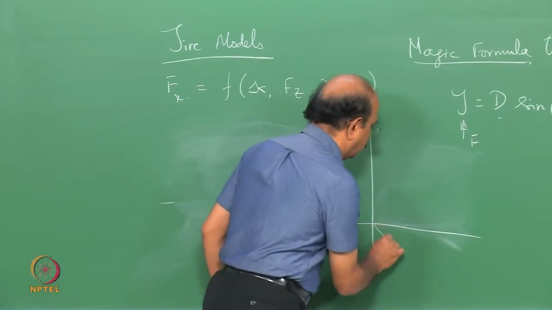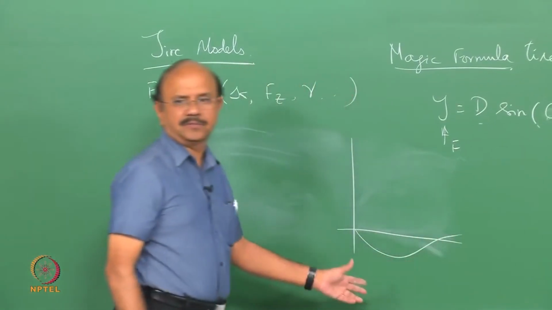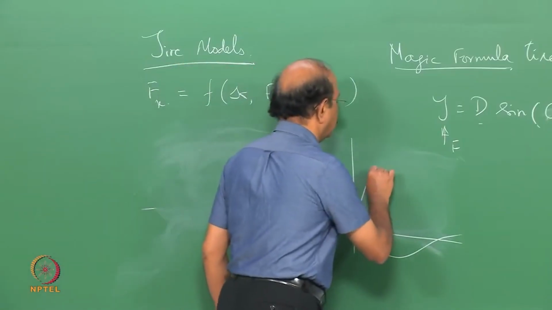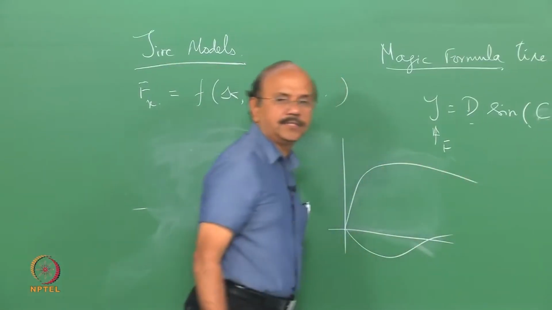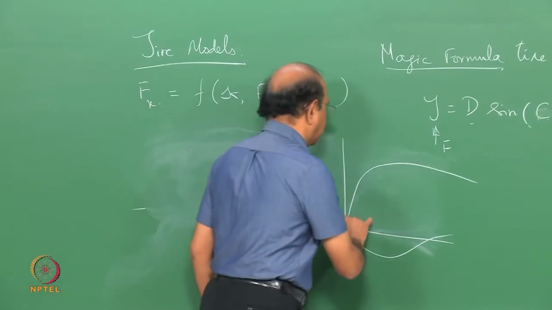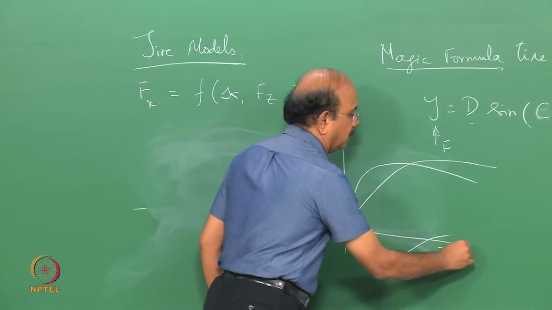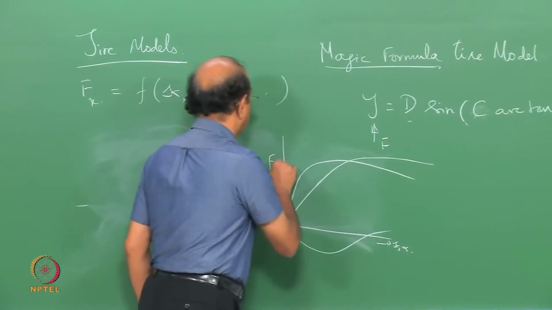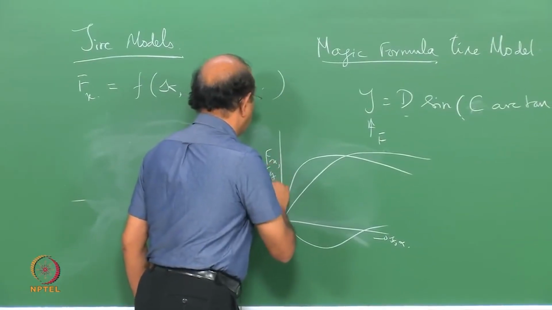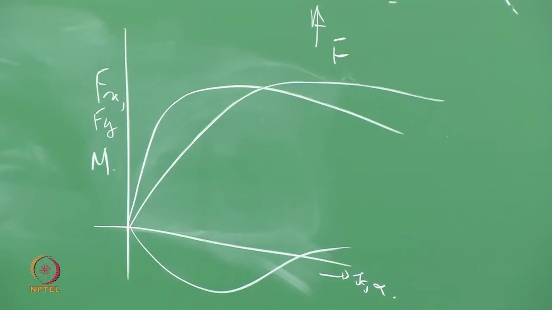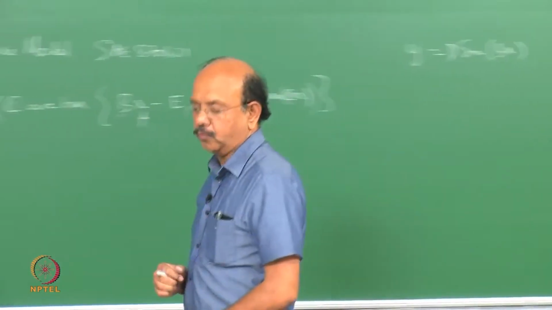Okay, one curve looks like this. Yeah, it looks very much like a sine picture. The other curve looks like this. And the third curve, let's say that it looks like that. Accordingly, you have kappa and alpha that you know already. Fx, Fy, yeah. So this was not working. The sine curve is not working. Okay, it does not work.